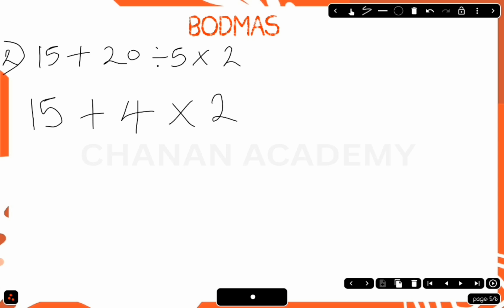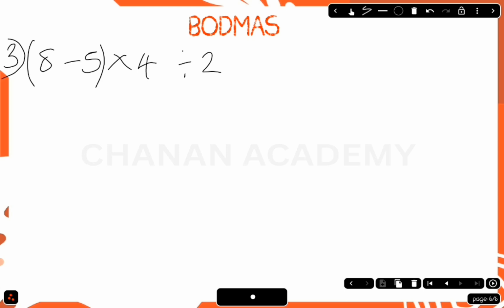Multiply by 2. The next we're going to solve is the multiplication. So 15 plus 4 multiply by 2, the result is 8. So 15 plus 8, our result is 23. So this is our answer. Let's move on to the next one.